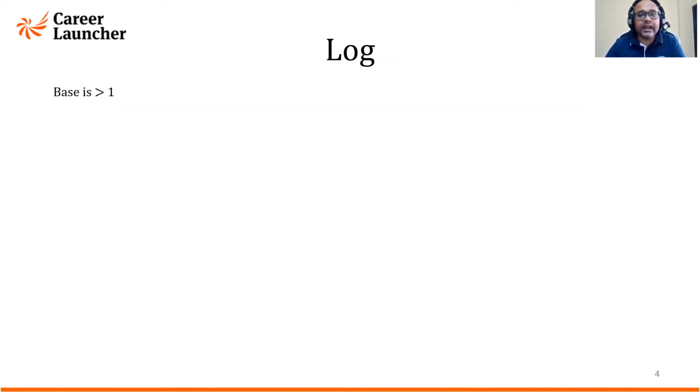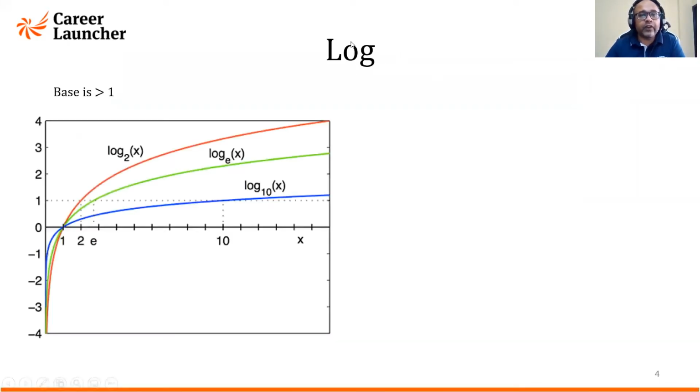When the base is greater than 1, the graph of a logarithm looks like this. This is base E, this is base 10, this is base 2. So different graphs of logarithms where the base is greater than 1 appear in this way. The higher the base, the lower the logarithm graph will become. As the base keeps increasing, if I write base 20, it will start beyond like this, and then it will come down. So this will become your 20.